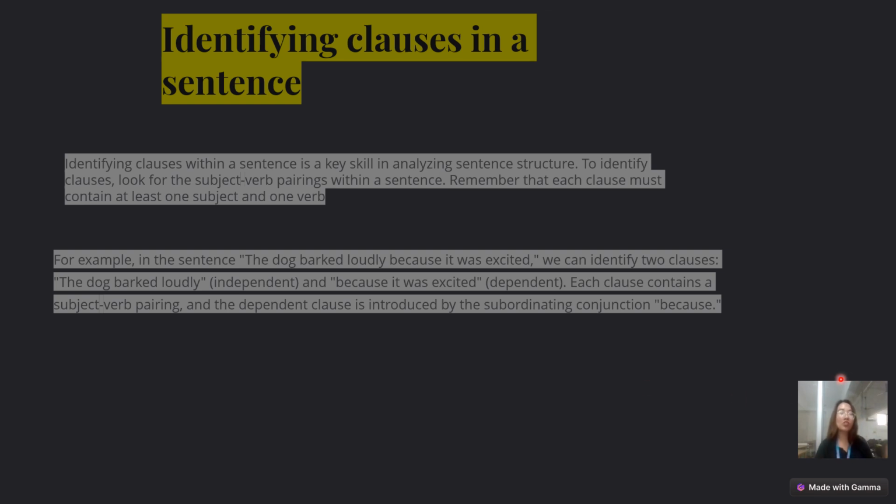So this conjunction brings the two meanings together. In the dog barked loudly because it was excited, this very word, because, is bringing the two clauses together and making a complete sentence. Sometimes the subject of a sentence is more than just a single word. It can include extra information in the form of a clause.